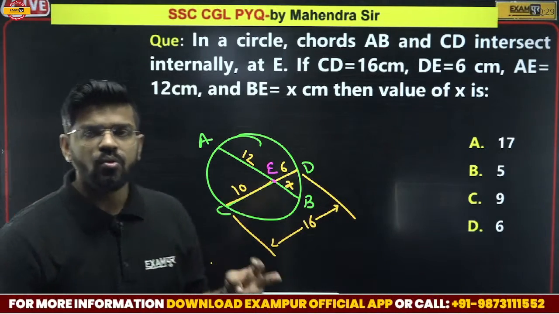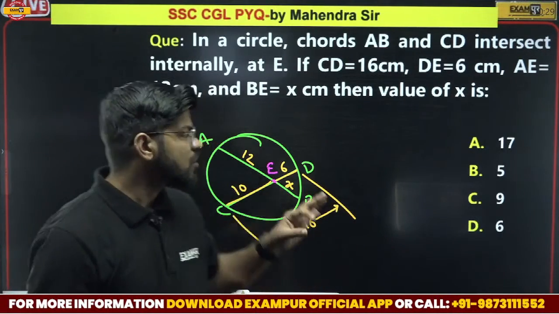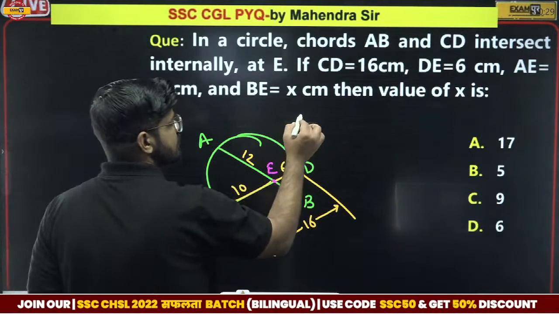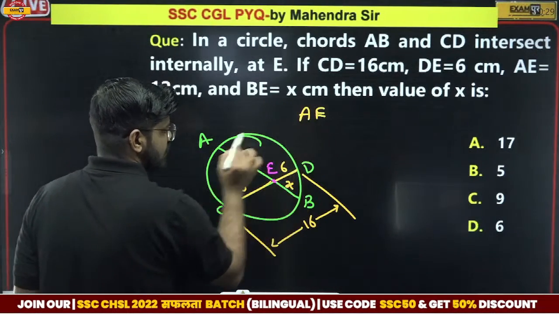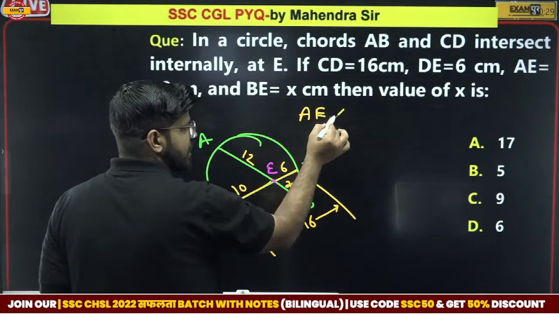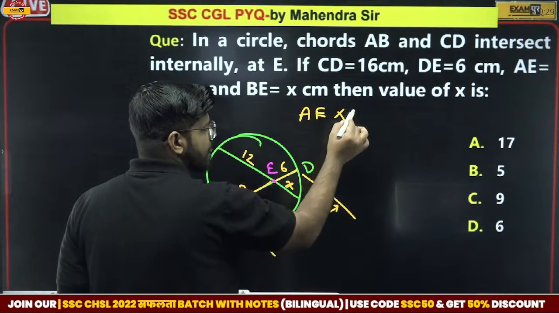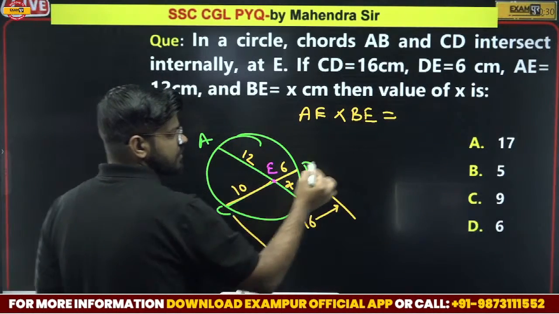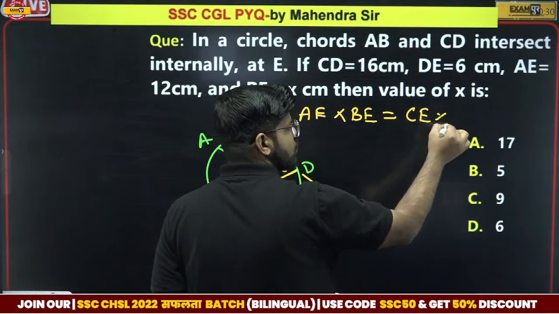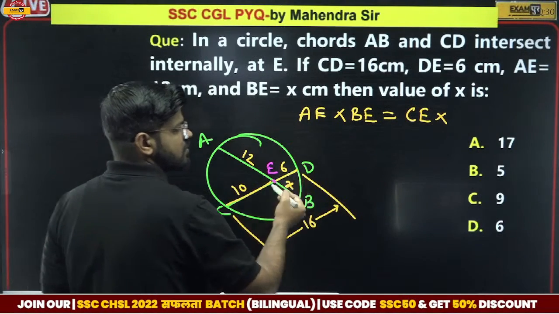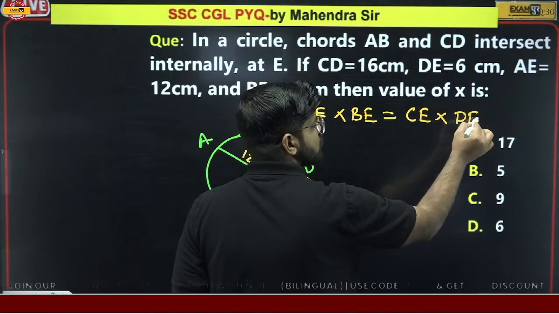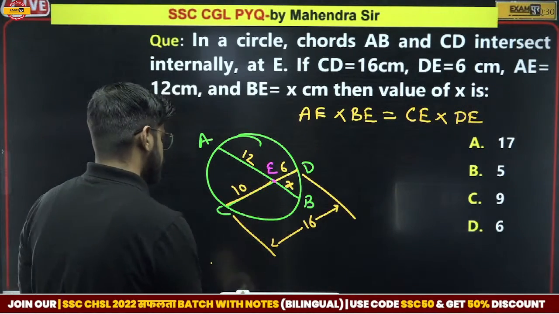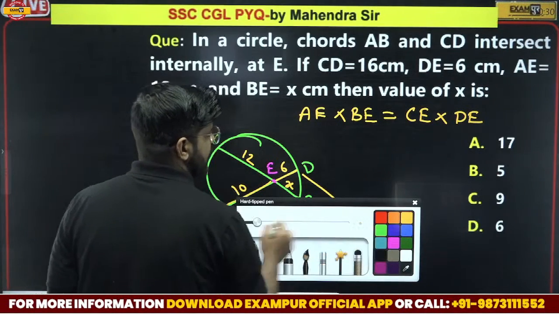So if two chords intersect each other at a point, you can directly write it as AE multiplied by BE is equal to CE multiplied by DE. Okay, so this is how you have to write. This is the formula. Again, we are not going to prove this. Just put the values and solve for the answer.